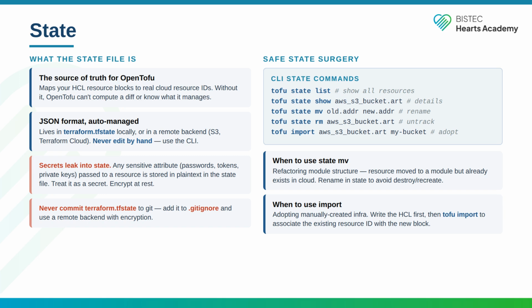Three rules. First, never commit state files to Git. State files contain sensitive values: database passwords, API keys, private IP addresses. A committed state file is a secret leak that persists in Git history even after the file is deleted.